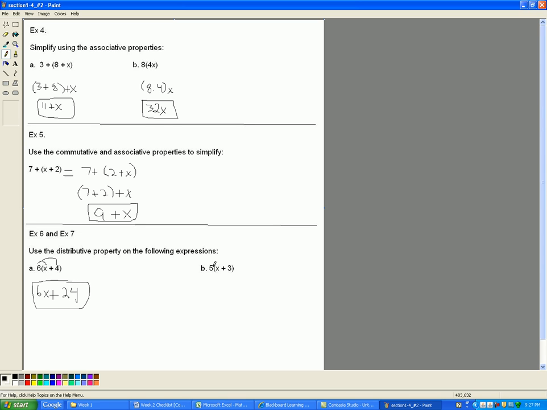6x plus 24. On this side, the same thing. We see there's no plus or minus between the number and the parentheses. So that means we need to distribute. So let's go ahead and distribute to everything inside the parentheses. 5 times x is just 5x. Plus, we have a plus sign in between the x and the 3. 5 times 3 is 15. And there we go. That's all there is to distributive and associative properties.